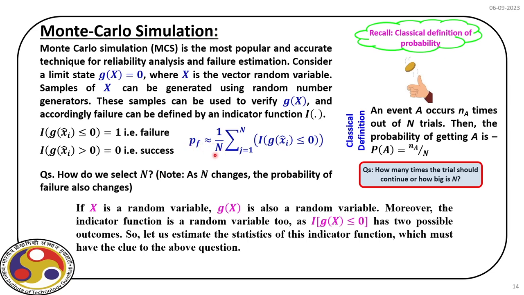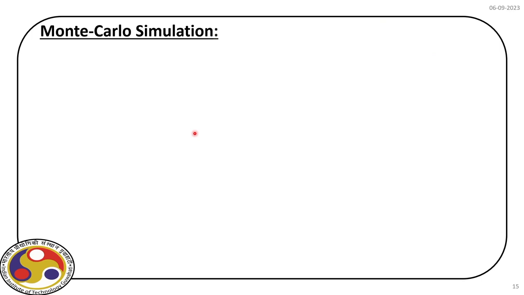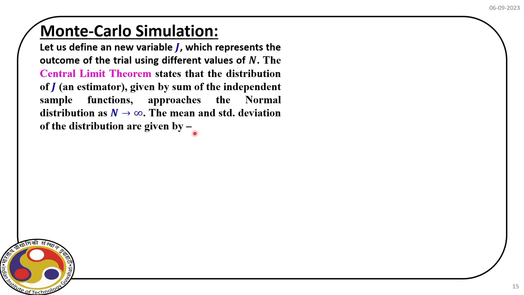Because otherwise, if we start with a small number of samples, the results that we get from this analysis will not be accurate. That we'll see in a minute. And as we increase the size, we'll see our result will also converge to the true value of the probability of failure. So for that, we define a new variable J, which represents the outcome of the trial using different values of N. And then we apply the central limit theorem, which is already discussed.